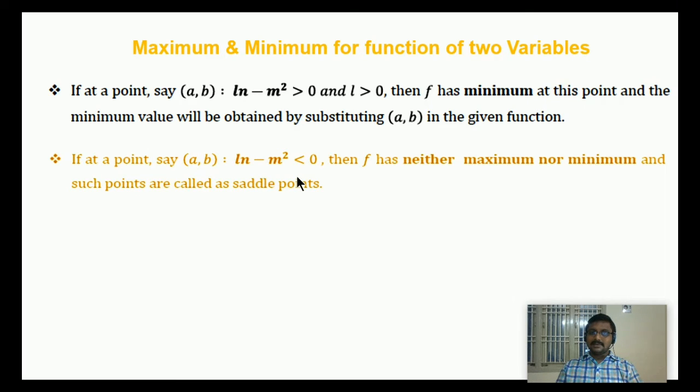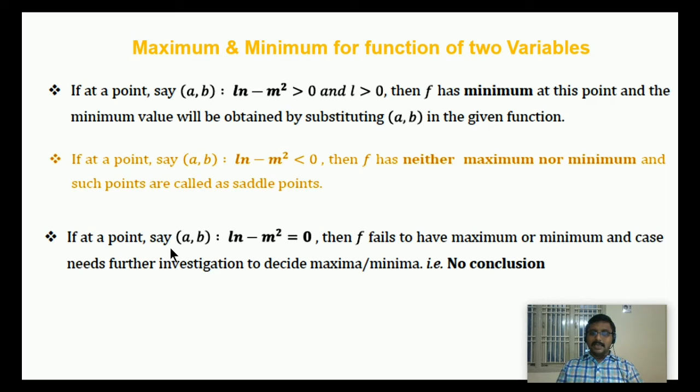Suppose LN minus M square is less than 0, then the function f has neither maxima nor minima, and such points are called saddle points. So here we have a 2 marks question. What is a saddle point? Saddle point means the condition is LN minus M square is less than 0 at the obtained stationary point (a,b). Then such a point (a,b) is called a saddle point. Here at this stationary point, the function neither attains its maxima nor minima.